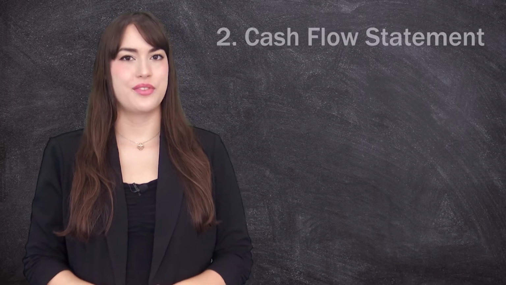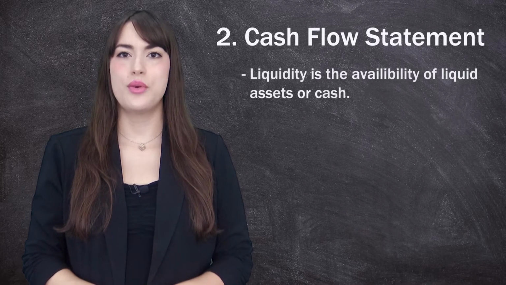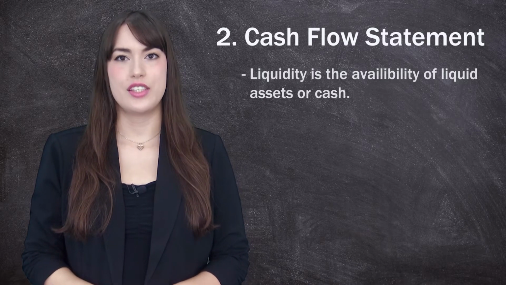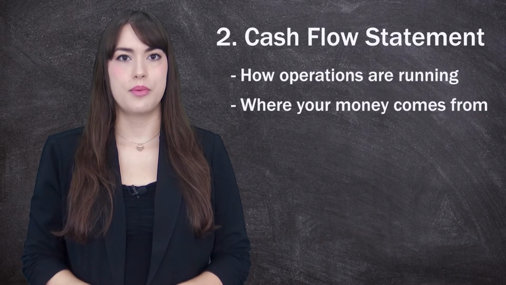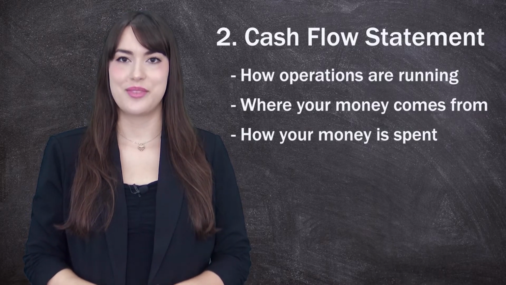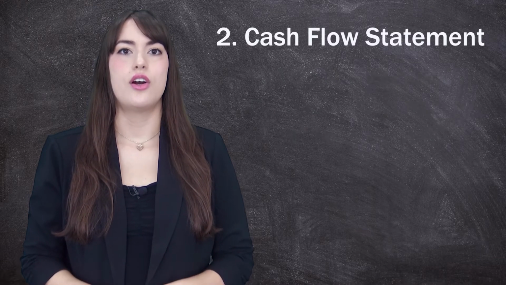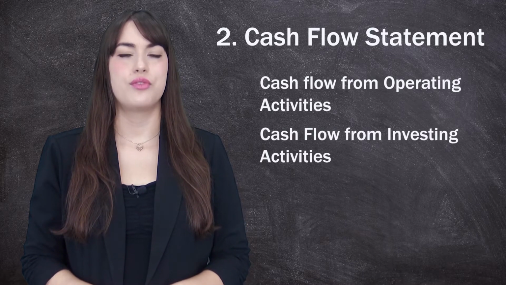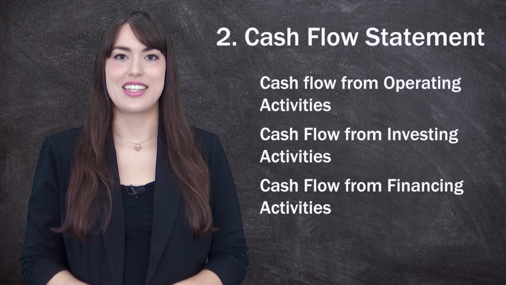Number 2, cash flow statement. This shows your liquidity, which is what you have on hand for available funds. It essentially lets you know how operations are running, where your money comes from, and how it's being spent. The 3 main components of the cash flow statement are cash flow from operating activities, cash flow from investing activities, and cash flow from financing activities.